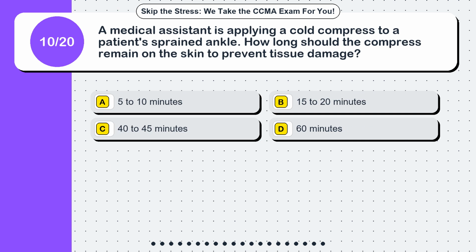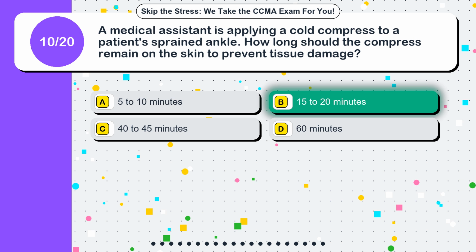Question 10. A medical assistant is applying a cold compress to a patient's sprained ankle. How long should the compress remain on the skin to prevent tissue damage? Option A. 5 to 10 minutes. Option B. 15 to 20 minutes. Option C. 40 to 45 minutes. Option D. 60 minutes. The correct answer is option B.